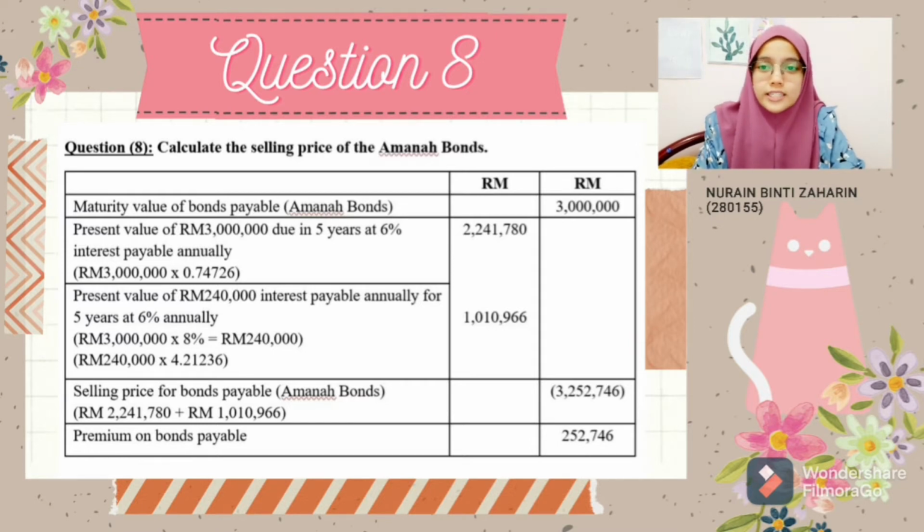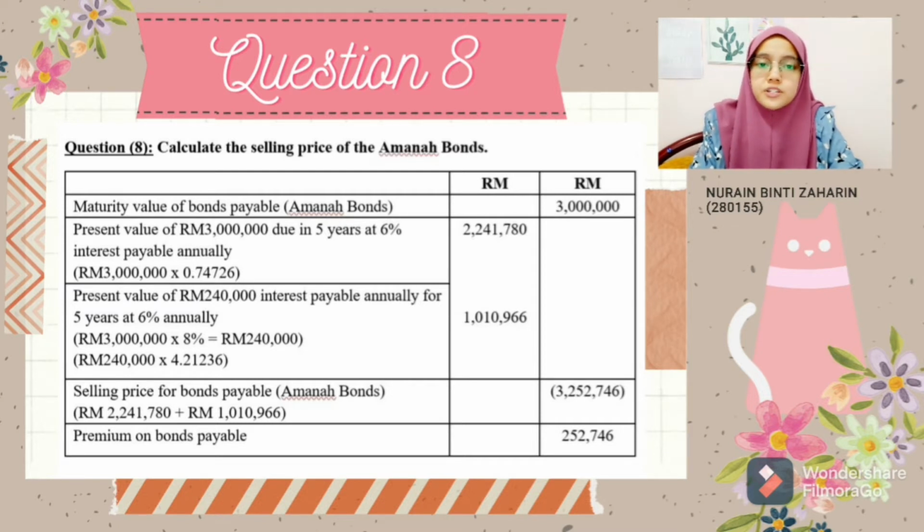So the first one is question 8. This question requires us to calculate the selling price of the amanah bonds. For the first step, we need to identify the maturity value of bonds payable for these amanah bonds, which is 3 million ringgit. Then we need to identify the present value of 3 million ringgit due in 5 years at 6% interest payable annually.